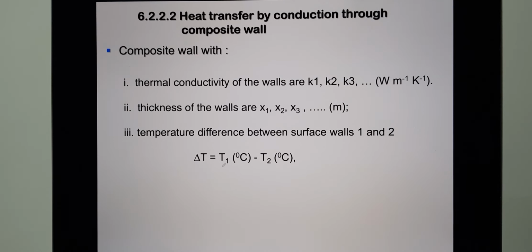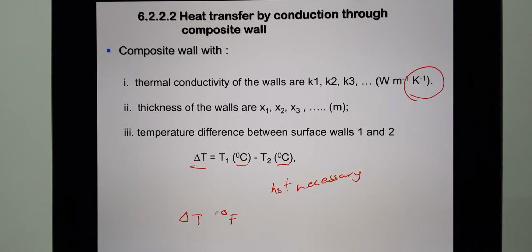Let's refresh your memory. Delta T is in degree Celsius, but the thermal conductivity is in Kelvin. Do you need to convert the value of temperature in degree Celsius to Kelvin? Yes or no? It is not necessary. If you have extra time, you can calculate, but if you don't have extra time, then you do not need to convert.